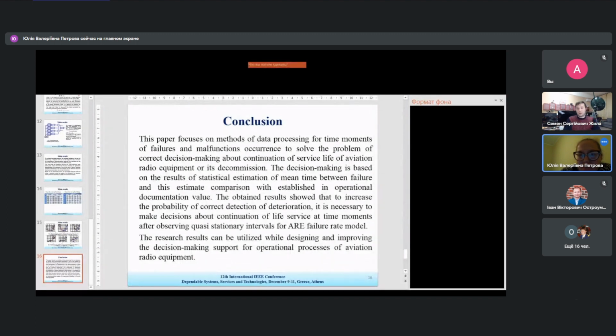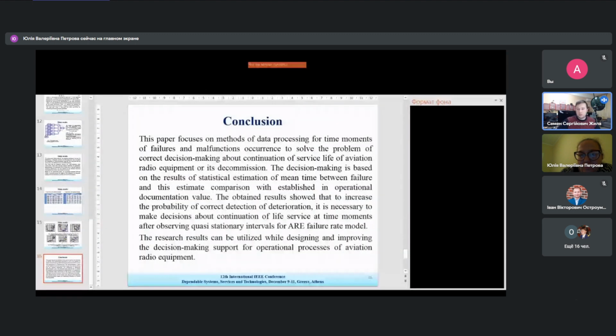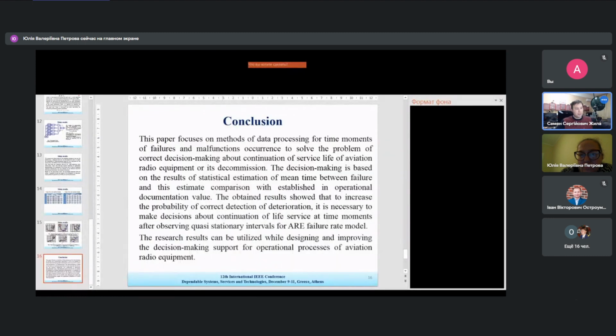Okay, thank you very much. So this method is for creation of new equipment, but not to investigate the life determination of already existing equipment. Yes. So this new method can be applied to new technologies. Yes. Okay, thank you very much.